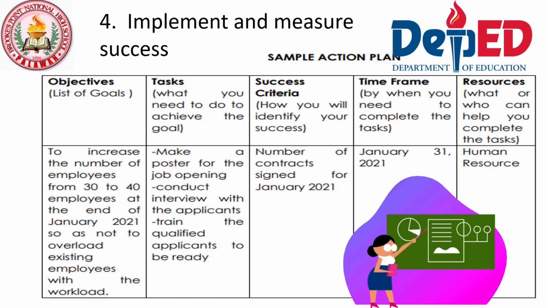Example, to increase the number of employees from 30 to 40 employees at the end of January 2021, so as not to overload existing employees with the workload. For the task, you are going to include what you need to do to achieve the goal. Example, to make a poster for job opening, conduct interviews with the applicants, and train the qualified applicants to be ready. For the success criteria, you are going to include how you will identify your success. Number of contracts signed for January 2021.